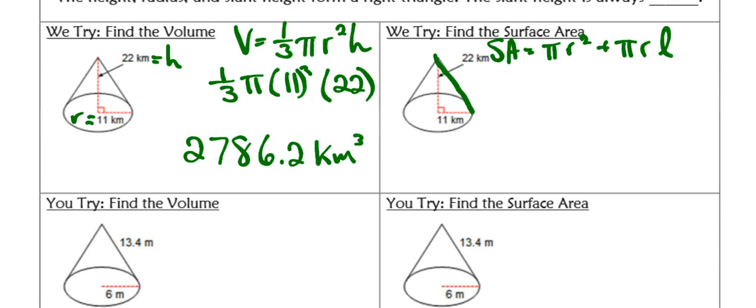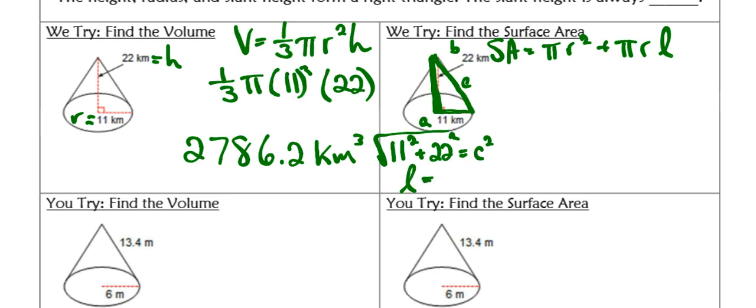So we can see that we have the right triangle here, where 11, I would call that the A. 22, I would call that B. That arrow is pointing at this height. We don't have the C in that right triangle right now. So we can do 11 squared plus 22 squared equals some C squared. We're going to add these together and take the square root of that number and find out that the slant height, or L, I'm changing the variable to L, because that's what I'm using in the equation.